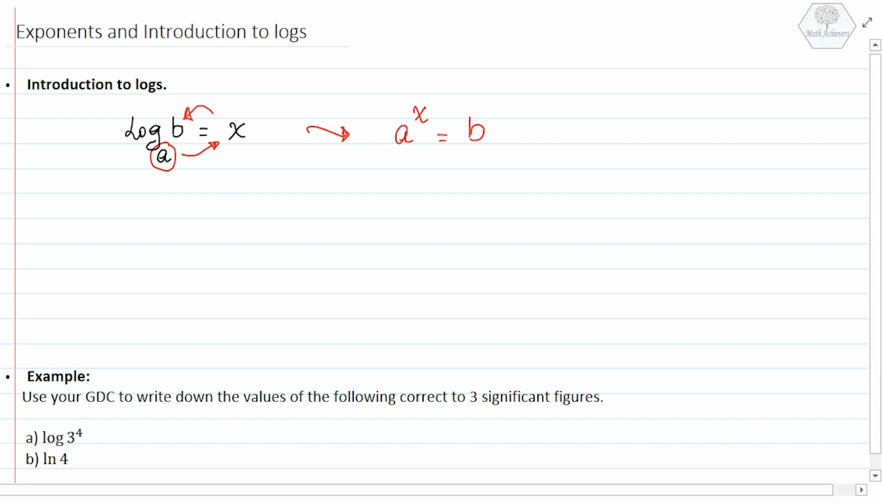Another type of log is called the natural log. The natural log is a log with base of the number e. If I have log with the base of number e, then this is called the natural logarithm. I can state it as ln. For ln, I don't show the base because by default the base is e.